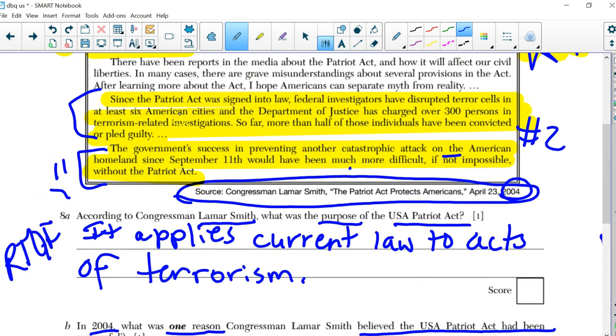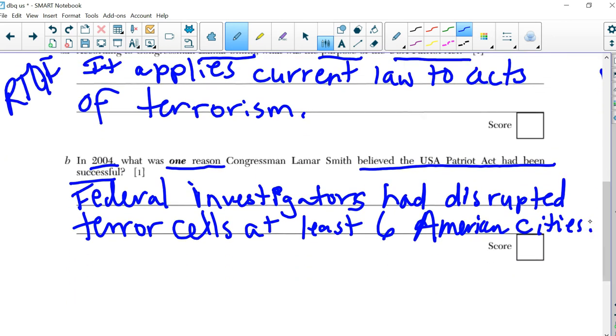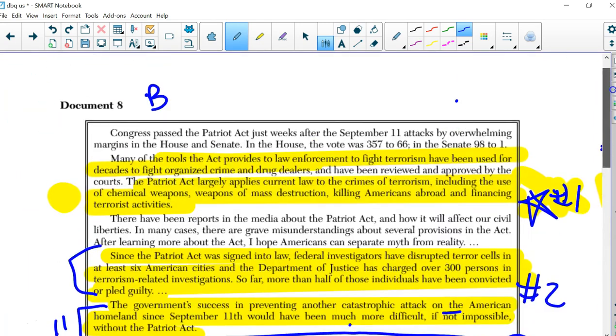Sure. 6 American cities, Department of Justice, charged over 300 persons. You could write that. So far, half those individuals have been convicted and pled guilty. You could write that, although it's not a complete sentence. It's only asking for one reason. Don't give them more than they're asking for. When they're asking for one, that's all we can grade. You're only going to get 1 point on each of these. Score is going to be 1 and 1, okay? You can only get 1 and they're only asking for 1, so only give them 1. Don't stress yourself out looking for 15 answers in there, okay? 1 answer, that's all you give them. Okay, moving on.